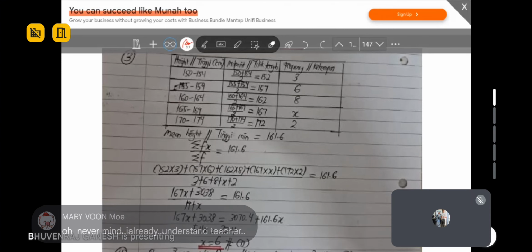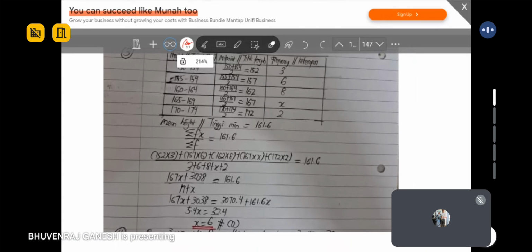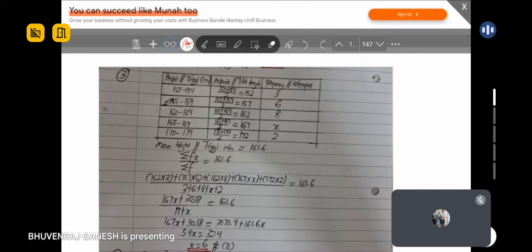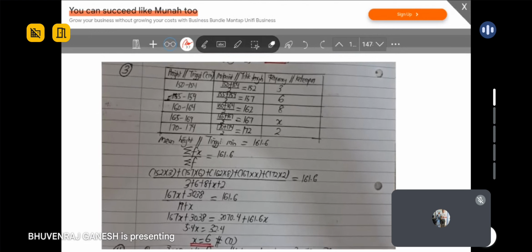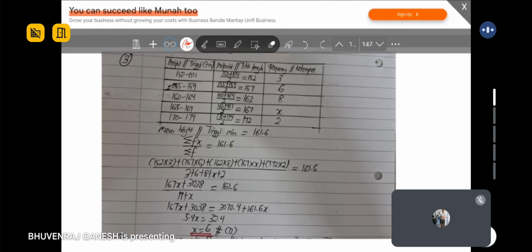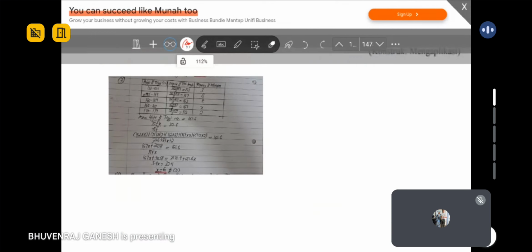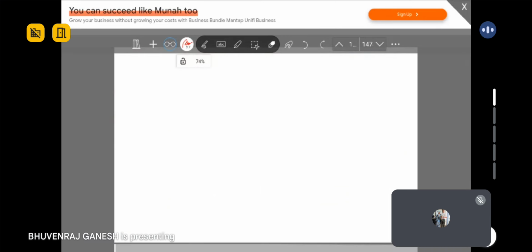Understand already. When see the working, you understand already, right? So next time you must try to solve on your own also this kind of question, because in exam you must do the working. Am I right? Okay, so this is the answer. Okay, guys. So we go on. Next question.